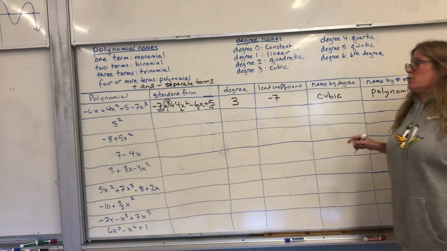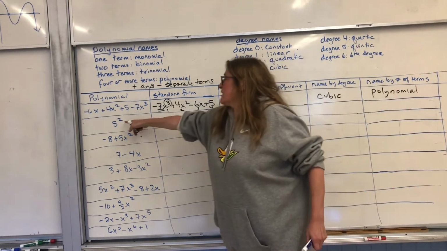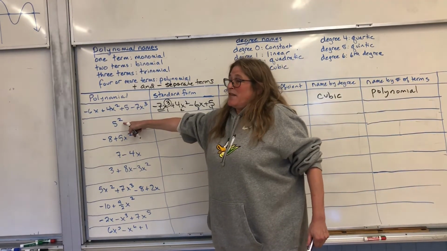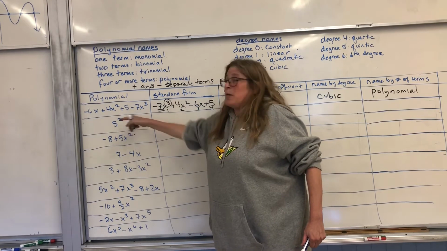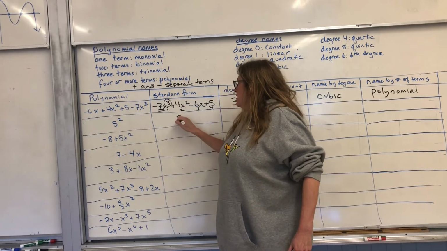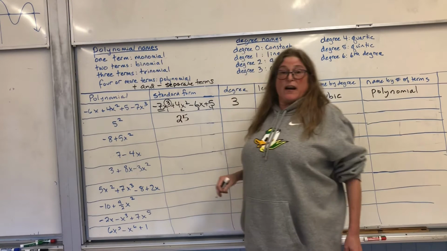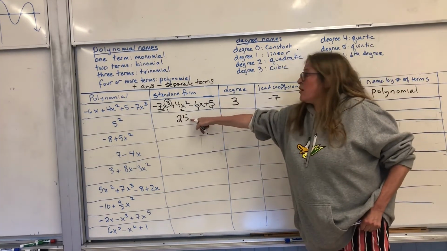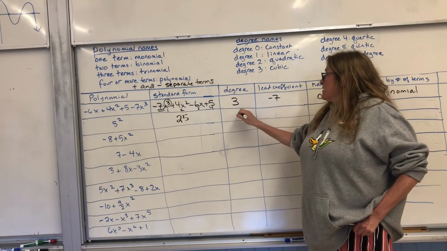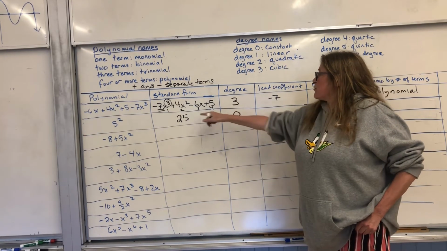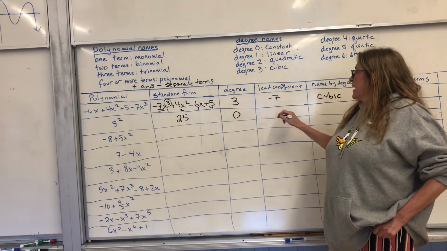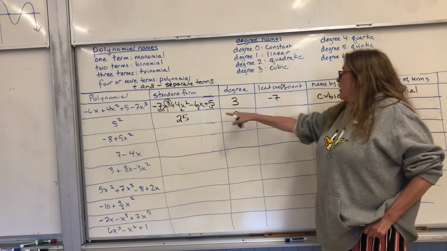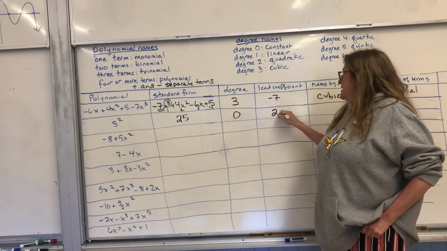Okay, guys, the next one, they're being really tricky. They want you to say it's degree 2, but that's not an exponent on a variable. 5 squared is just 25, right? So the degree here, there is no x. So that means the degree is 0, and there's one single term, right? So our lead coefficient is just that single term.